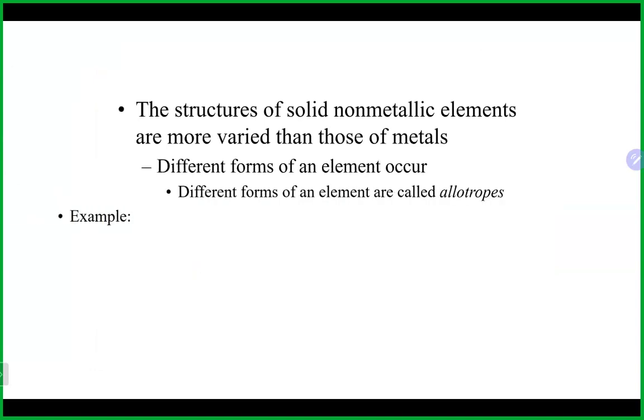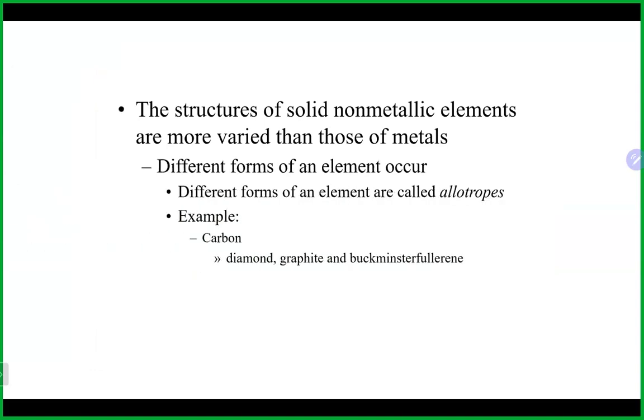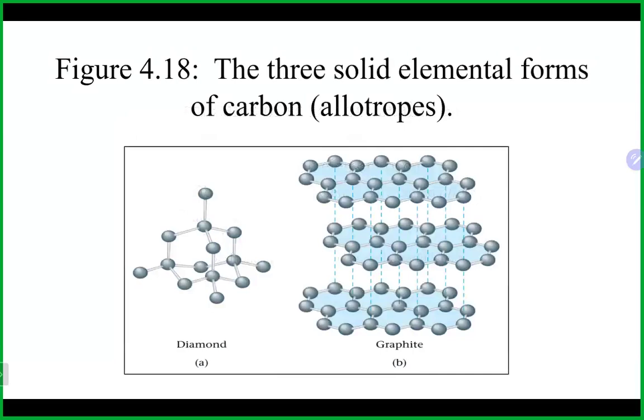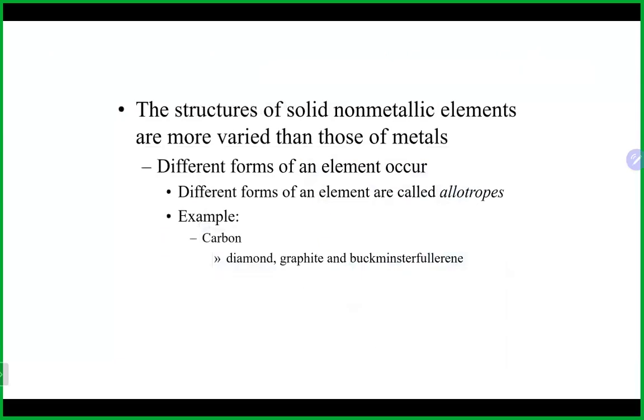Now, the structure of solid non-metallic elements are a little bit more varied than metals. And when you have different forms of the same non-metal element, that is sometimes referred to as an allotrope. An allotrope is really the same element, but because of its different arrangement, it has some different properties. An example of that is carbon.